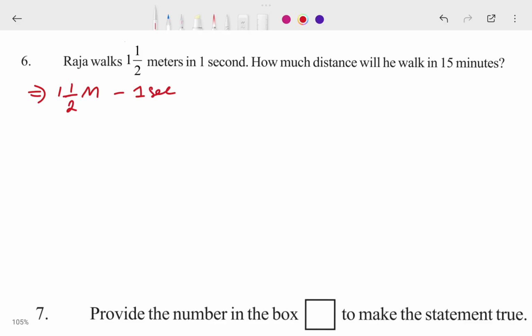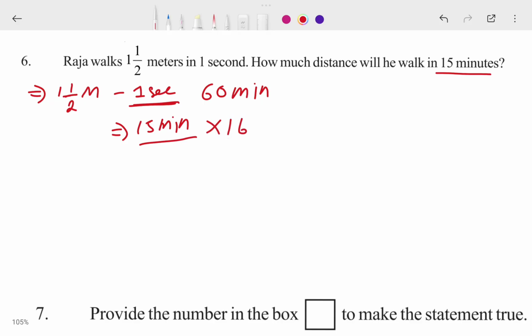So it means, how much distance will he walk in 15 minutes? It is asking that in 15 minutes how much distance Raju will walk. So you know, 1 second means how much? 6 seconds means 1 minute. Okay, so this is given 15 minutes, then how many seconds will be in the 15 minutes? When you multiply with 60, it is going to be seconds only.